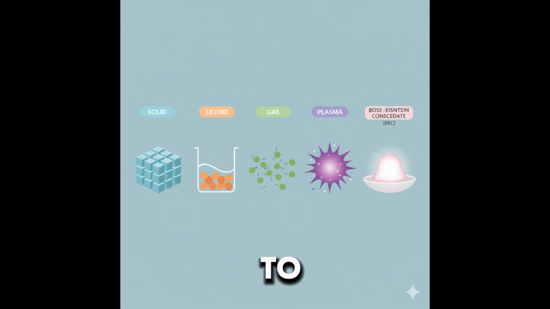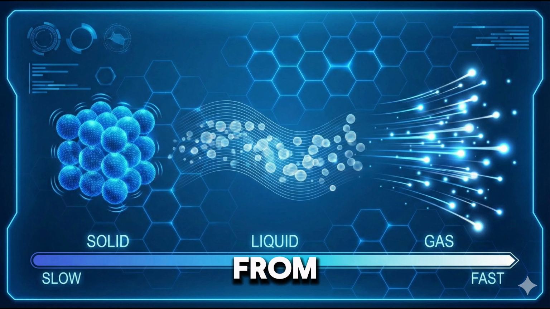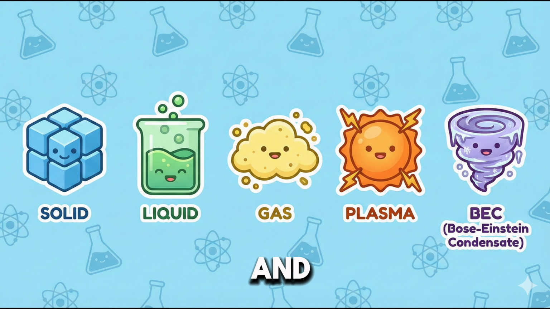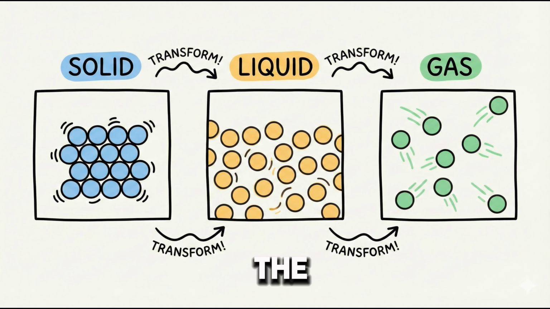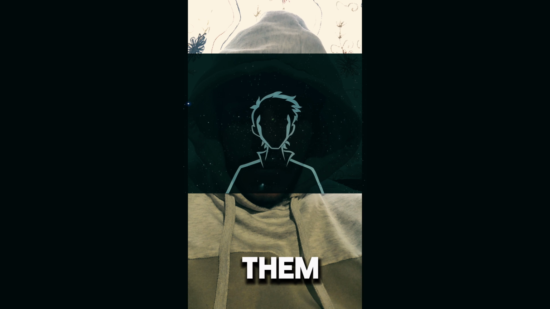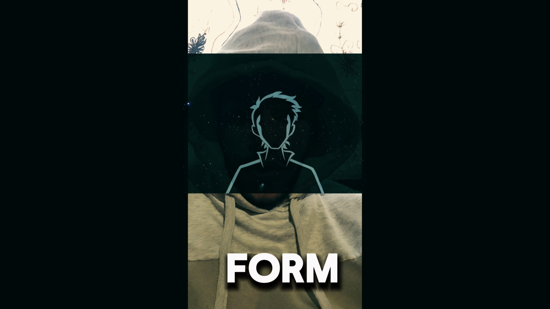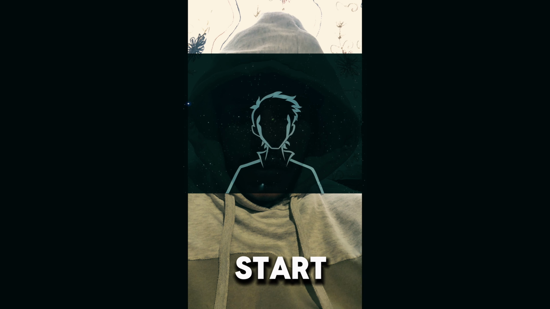Today we are going to understand all the states of matter in the simplest way possible, from solids, liquids and gases all the way to plasma and Bose-Einstein condensate. By the end of this video you will understand what each state is, how particles behave inside them, and why matter changes from one form to another. Let's start.